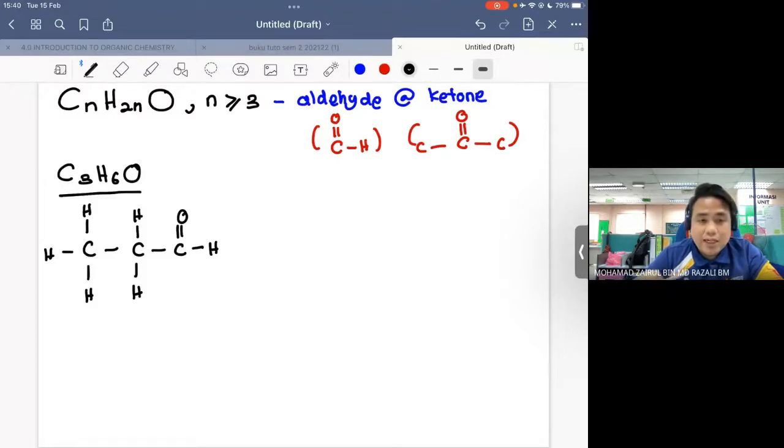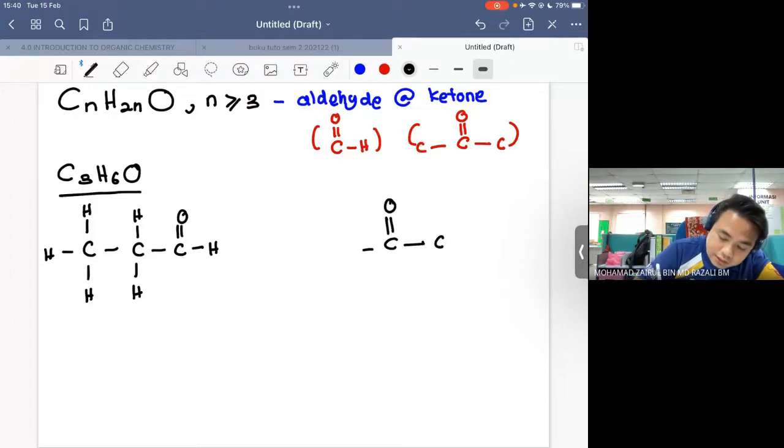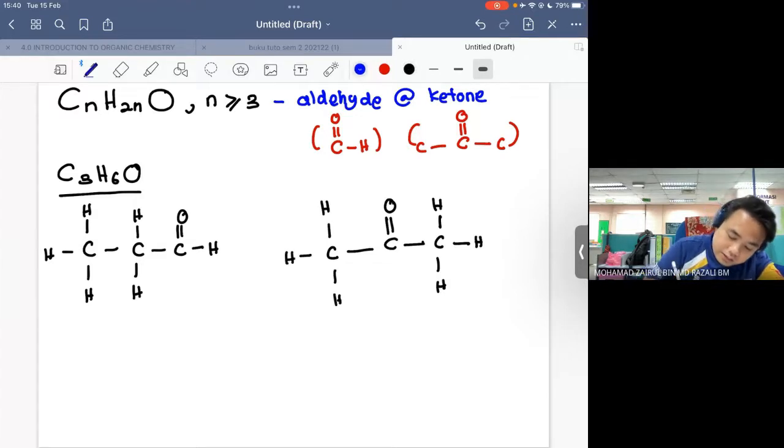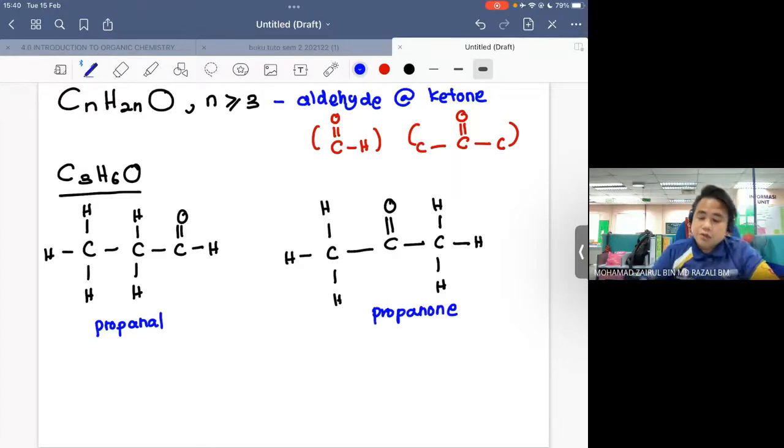Okay, so and we know that aldehyde dia boleh ada functional group isomer with ketone. So let's draw the functional group ketone dulu. Ketone ada C double bond O. Dan kanan dan kiri dia mesti ada carbon. So kita fill up dengan hydrogen. So awak tengok this one nama dia adalah propanal. This one the name is propanone. So awak tengok same molecular formula, same general formula but different functional group. This is what we call it as a functional group isomer.